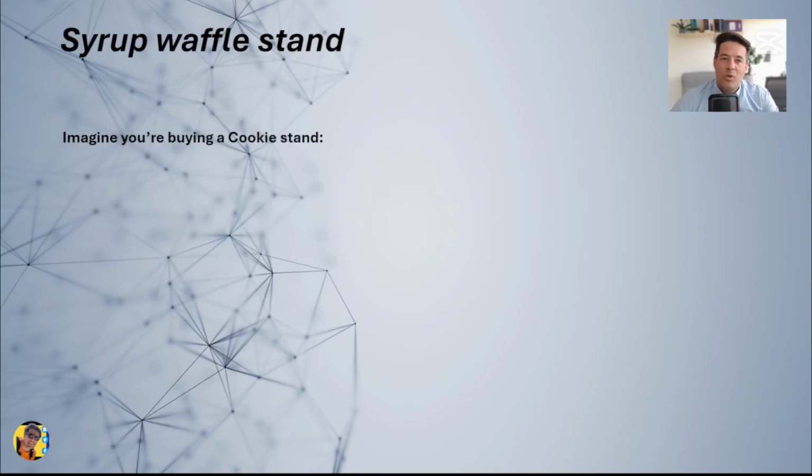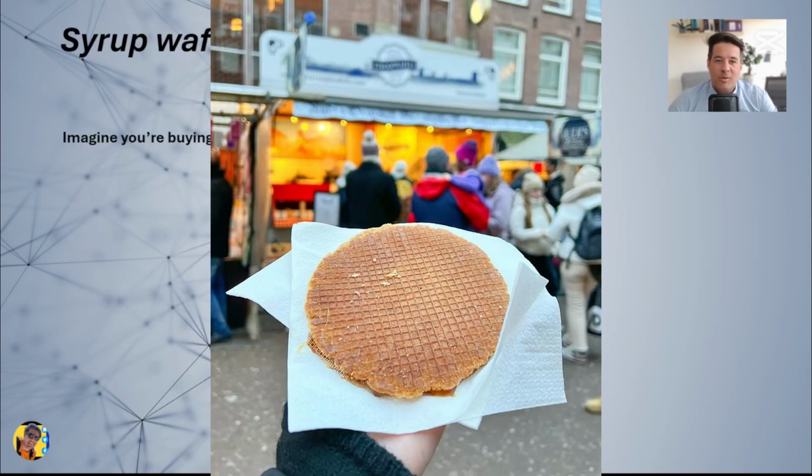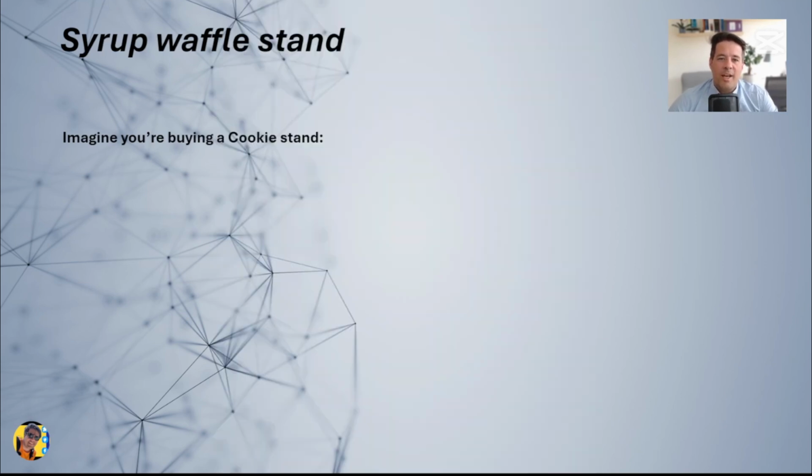Next, I want to talk to you about an example, and you might think, syrup waffle stand? Well, that's a hobby of mine that one day I will open my own Dutch waffle stand. They call it a stroopwafel stand. But imagine, I'm just going to take that as an example. Imagine I am in the market to buy a company. In this case, I might be buying a share of a company, and I want to know what the PE ratio is of setting up a cookie stand for stroopwafels.